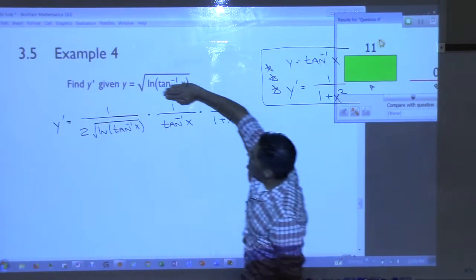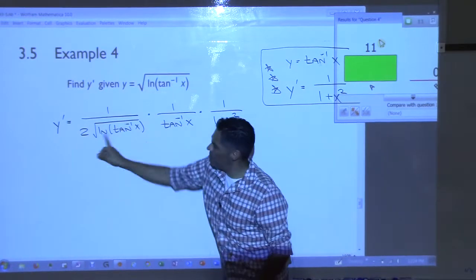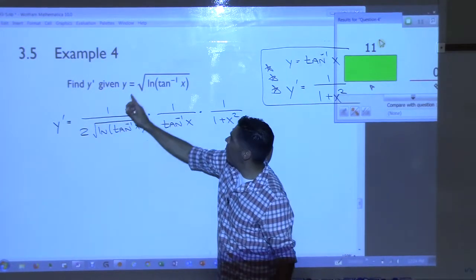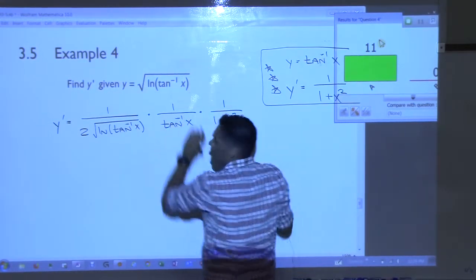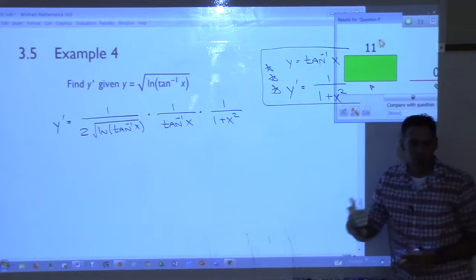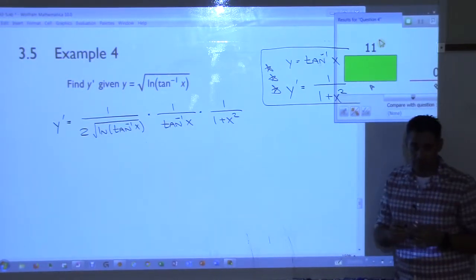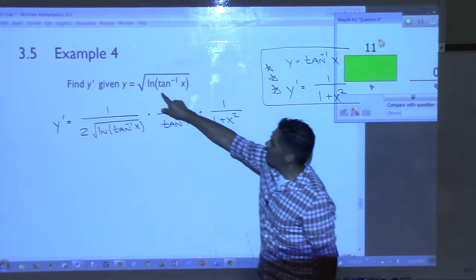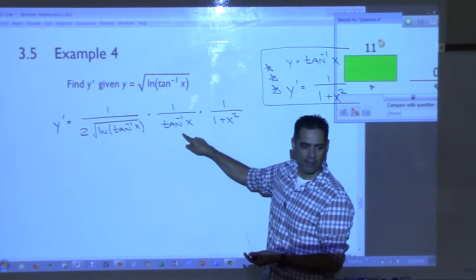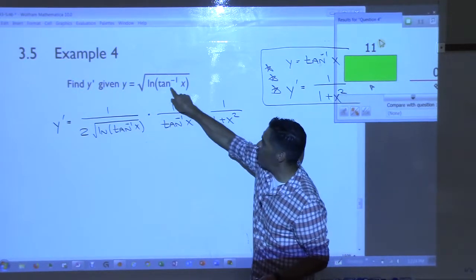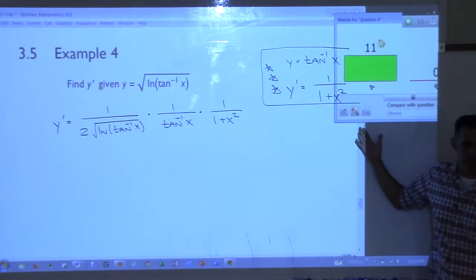The first thing you have to do is take the derivative of the square root of that thing, right? So that's this piece, which you've got. But then you have to go inside, take the derivative of the natural log of arctangent. What is the derivative of the natural log of something? It's 1 over the something, whatever that something was, right? So the derivative of natural log of this should be 1 over it, and then times the derivative of what's in here, which is 1 over 1 plus x squared, because I gave you the formula.